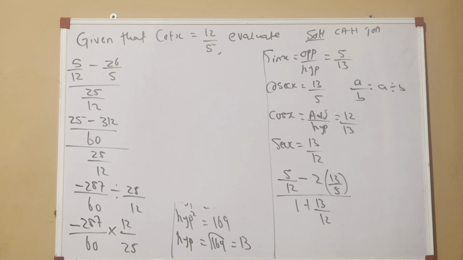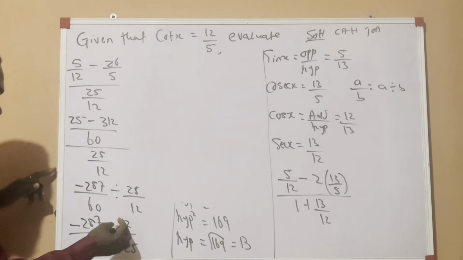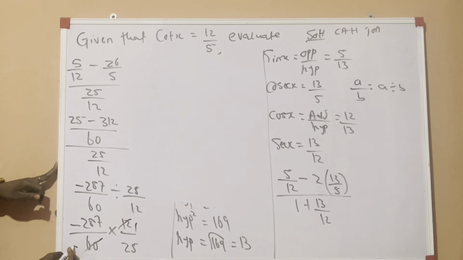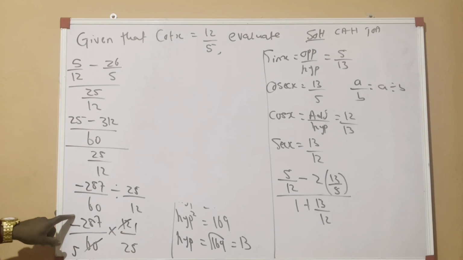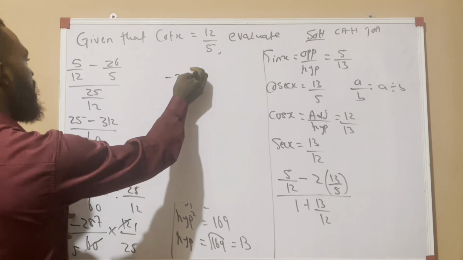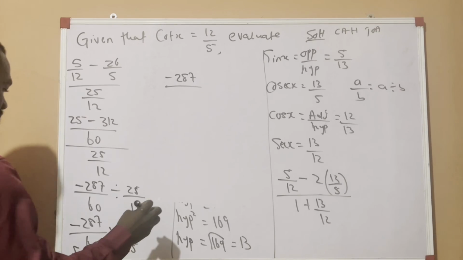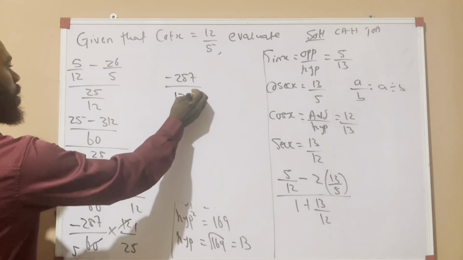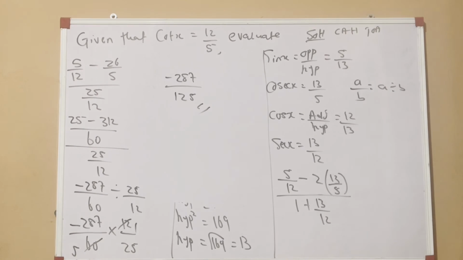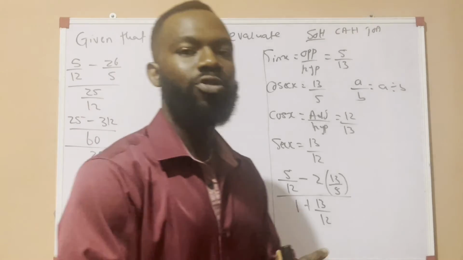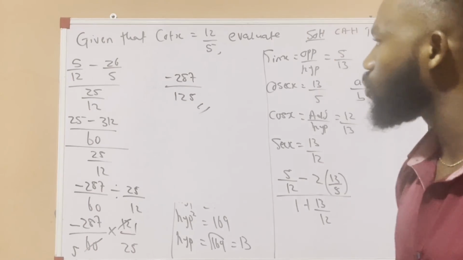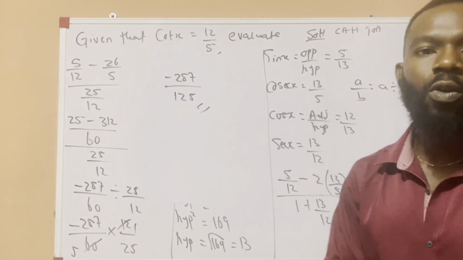Here, we all know that 12 can cancel out what? 60. Yes. If 12 cancels 60, it will give us what? 5. So what do I have here? Minus 287 all over. Now 5 times 25 will give us 125. This becomes the answer. So the question, if we evaluate, is minus 287 all over 125.